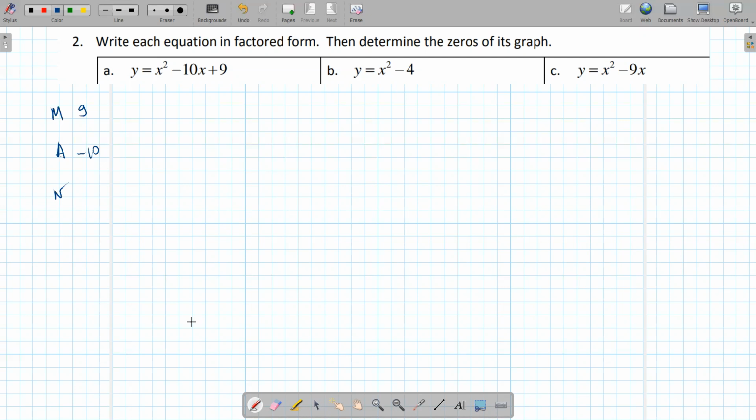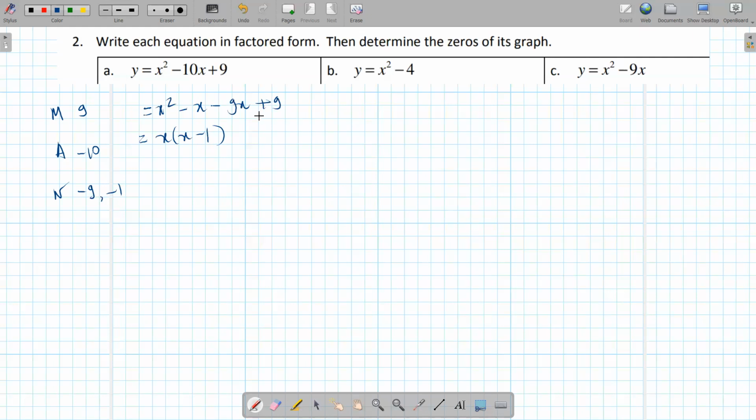Is it just -9 and -1? Yeah, that's exactly what it is. And then we're going to rewrite this as x² minus x minus 9x plus 9. From the first two, what can we pull out? X. Yeah. What are we left with in the bracket? X minus 0. No, x minus 1.